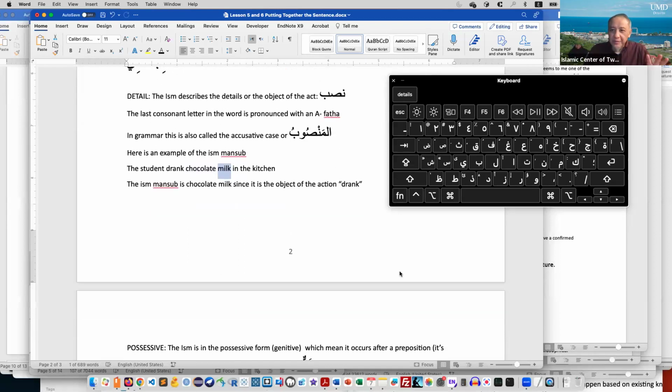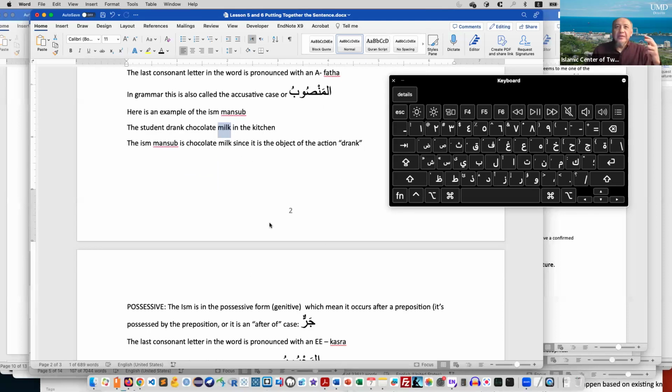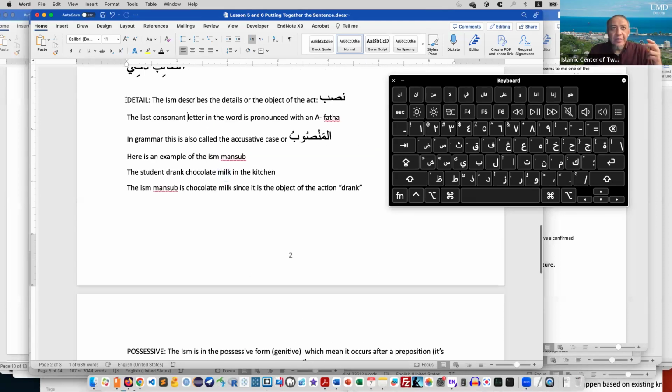So the object, in Arabic, is sometimes called maf'ul bihi. Maf'ul means something that's acted on. But we don't go into that right now. Okay, let's go to the third one. This one, there wasn't any change from the previous lesson.